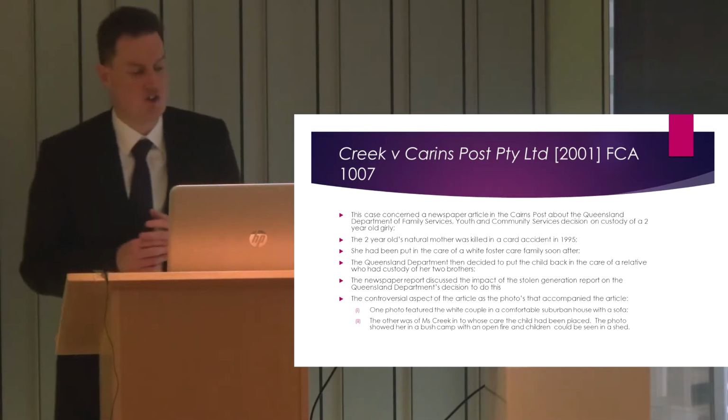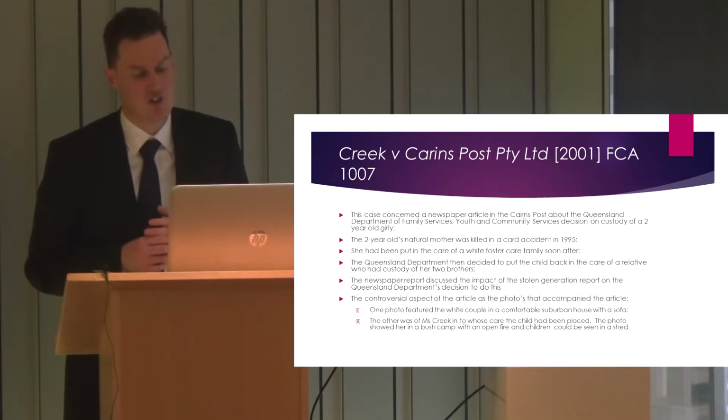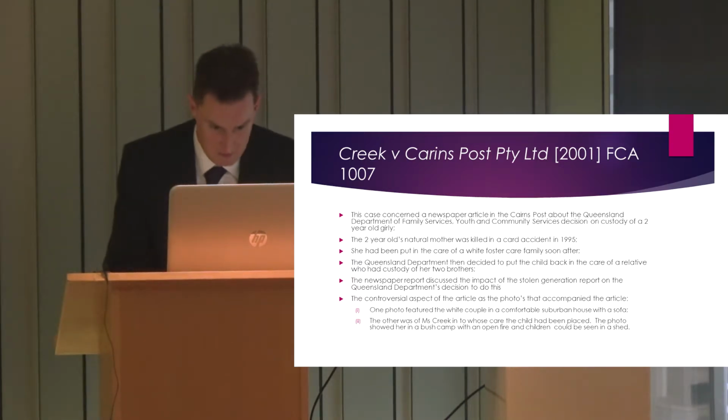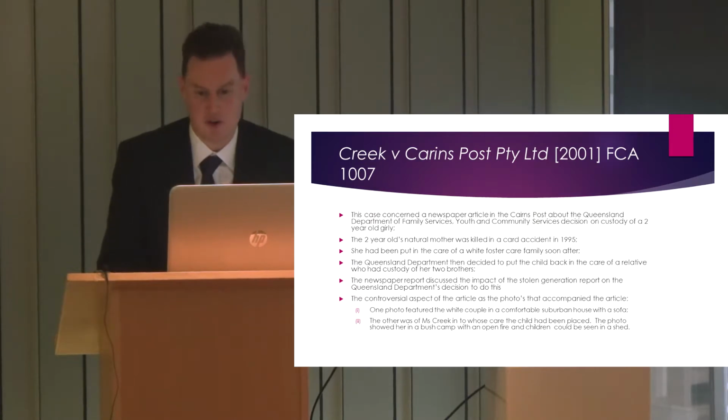The next case I'm going to talk about is Creek and Cairns Post. This concerned a photo that was published in the Cairns Post, 31 July 1997, and the story was about a 2-year-old girl that had been taken from a white couple and put in the care of an Aboriginal relative. The child's natural mother passed away when she was very young, and the newspaper article was commenting on the Stolen Generation report and the fact that this Aboriginal child was taken from her white parents and put in the care of an Aboriginal relative.